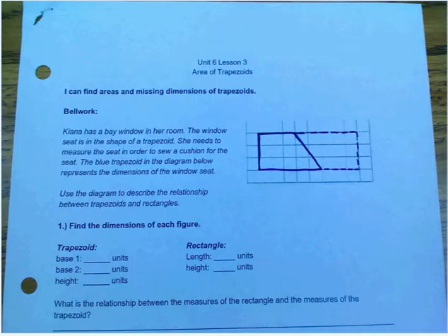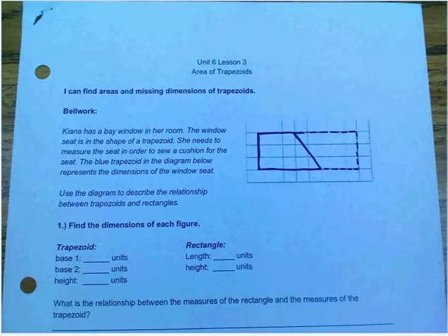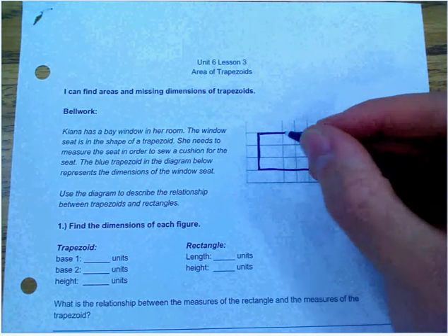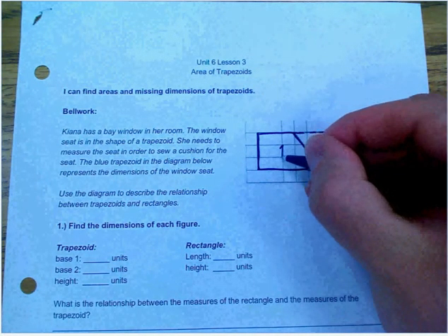All right. Our target for today is to find areas and missing dimensions of trapezoids. In our bell work, Kiana has a bay window in her room. The window seat is in the shape of a trapezoid. She needs to measure the seat in order to sew a cushion for the seat. The blue trapezoid in the diagram below represents the dimensions of the window seat. This is diagram 1.